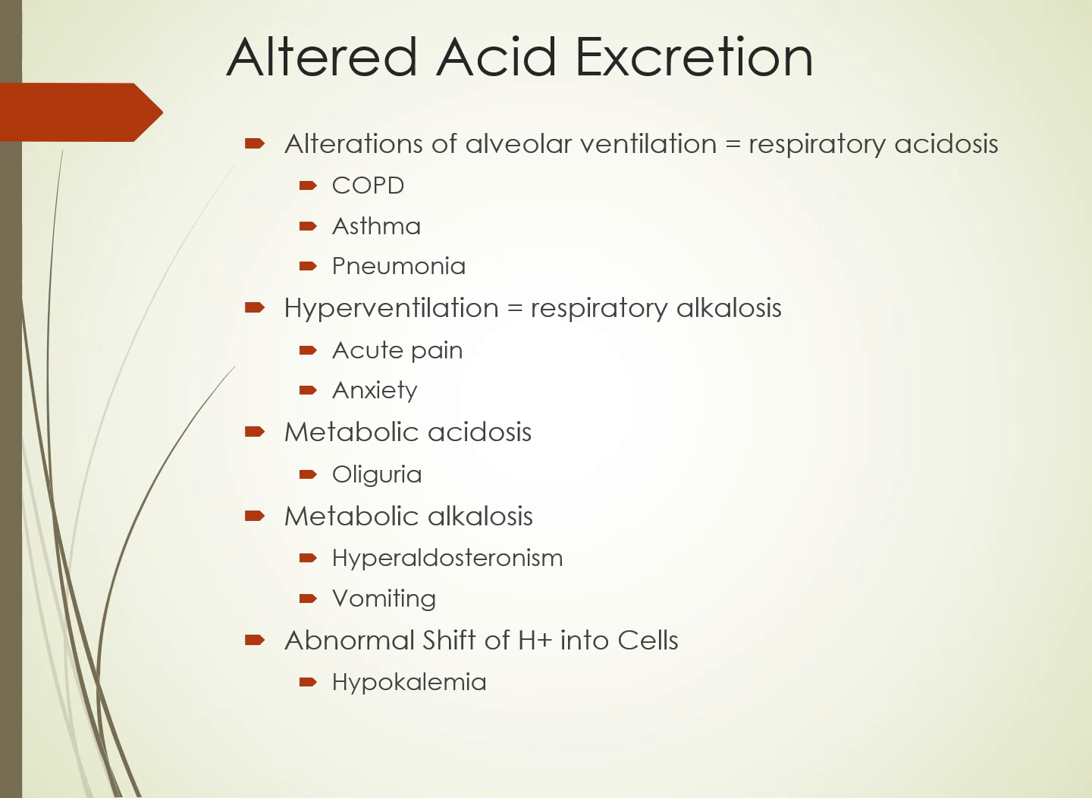The most common example in this category of risk factors is hypokalemia, so this means low plasma potassium. When low potassium is present, some potassium ions leave the cells and hydrogen ions enter the cells to maintain a balance of electrical charge. The result is too little metabolic acid in the blood, known as metabolic alkalosis. The primary risk factor for abnormal shift of hydrogen into cells is hypokalemia. Risk factors for hypokalemia are discussed later in fluids and electrolytes concepts.